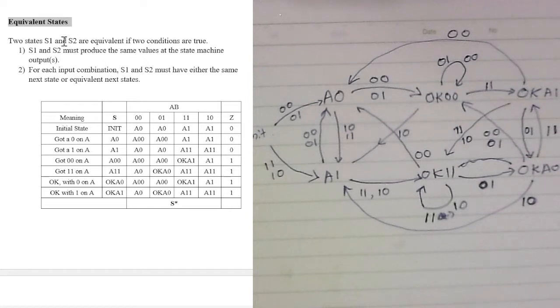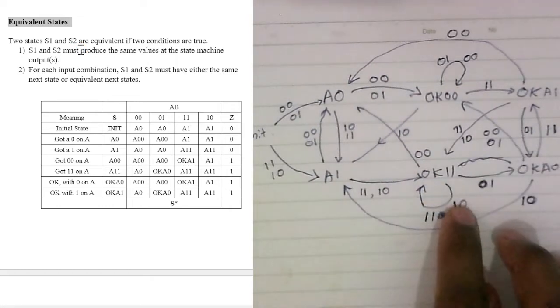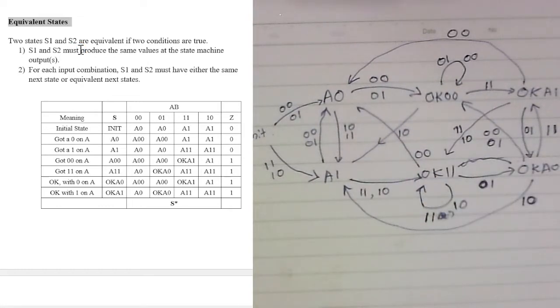So let's assume there are two states in our state transition machine, or state transition diagram. It could be any of these, right? So the idea is if S1 and S2 are producing the same value at the state machine output. For example, what is the output in our state machine here? Z, right? So any two states have a chance of being equivalent only if our z is similar in each one of these, right?